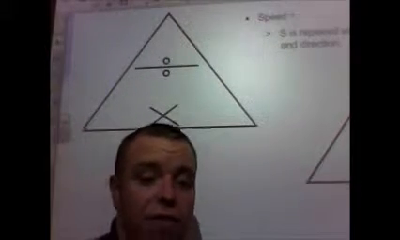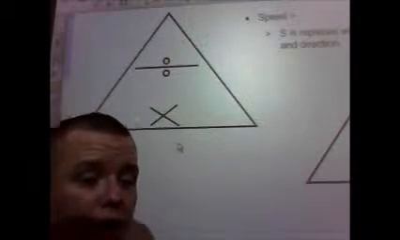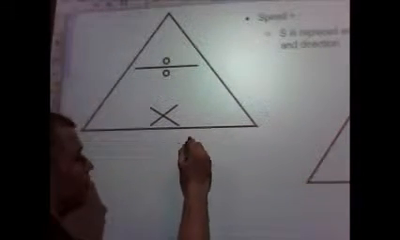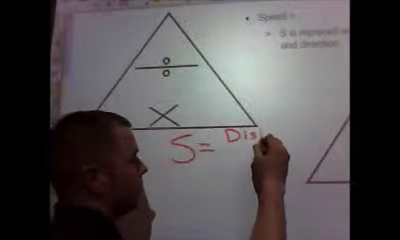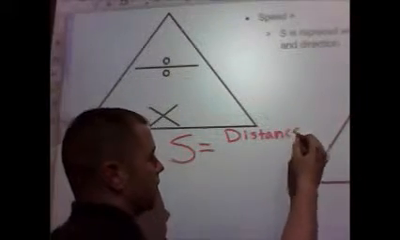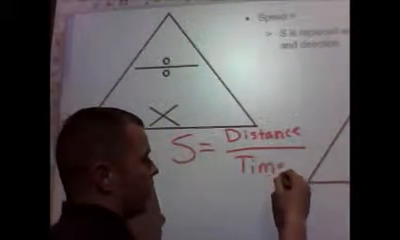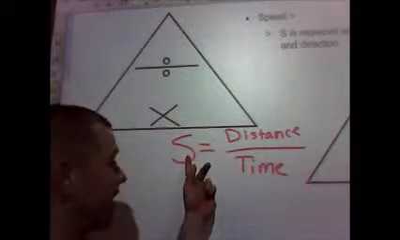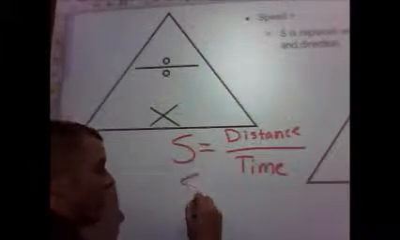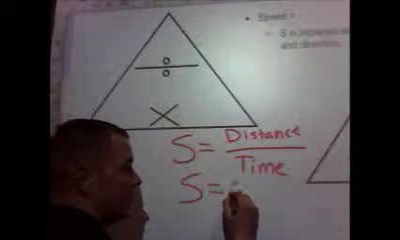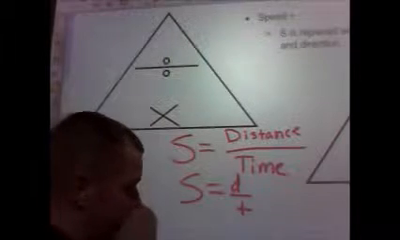First of all, in order to find how fast an object's speed is, we need to know the formula for speed. Speed equals distance divided by time. Once again, S stands for speed, distance divided by time. In shorthand, that looks like this: S equals D over T.